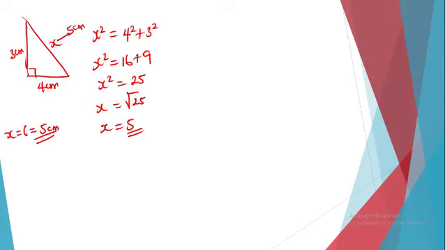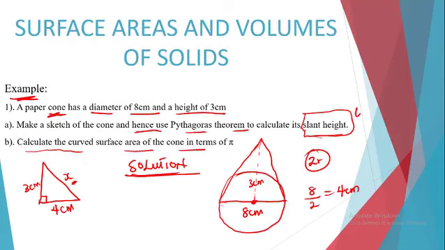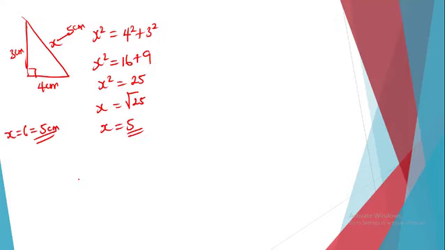Now the B part of the question said we should calculate the curved surface area of the cone in terms of pi. The curved surface area of a cone is equal to pi r L. They gave us that in our last class. So we have pi times our radius, we got our radius to be 4, times our L.